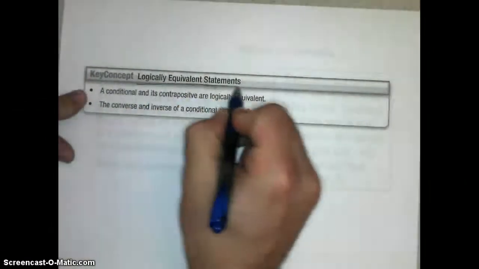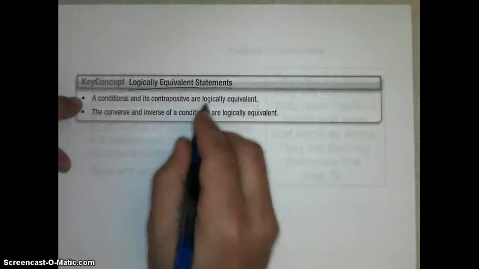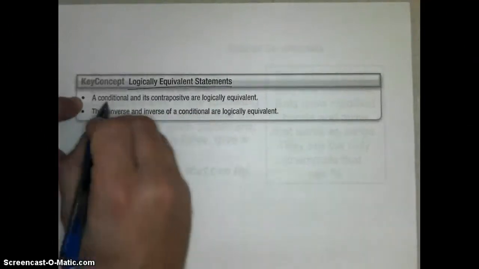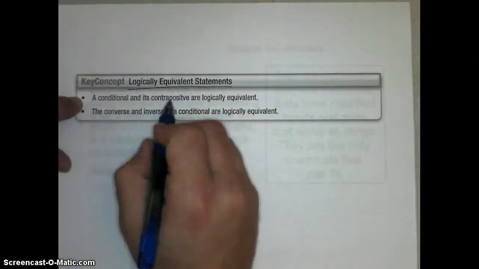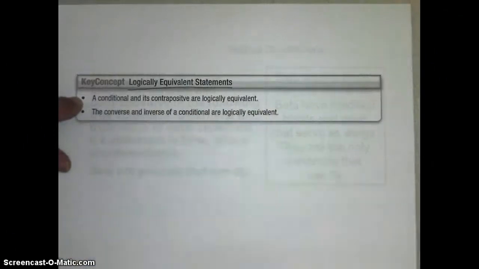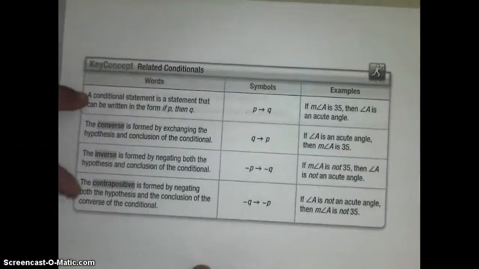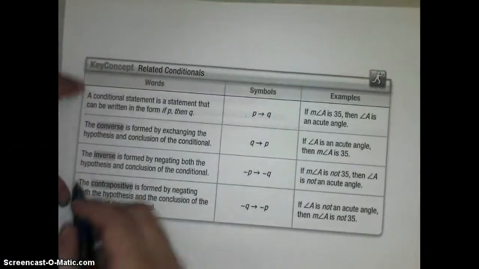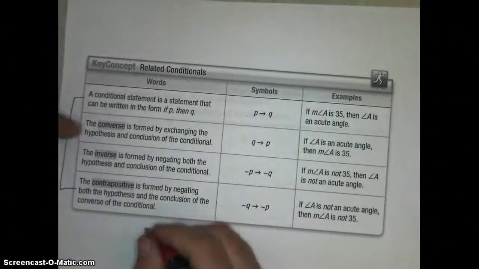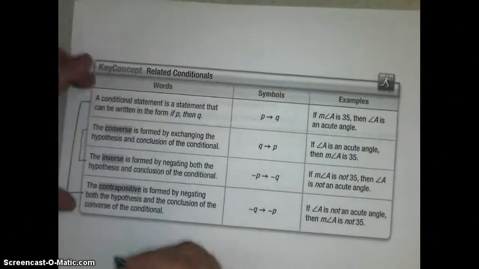The concept of logically equivalent statements states that a conditional and its contrapositive are logically equivalent. So if the conditional is true, the contrapositive is true. If the conditional is false, the contrapositive is false. The converse and inverse are also logically equivalent. And so if we go back to look at this, if our original statement is true, then this is true. These are logically equivalent. If our converse is true, then our inverse is true. And the same works for false for both of these.